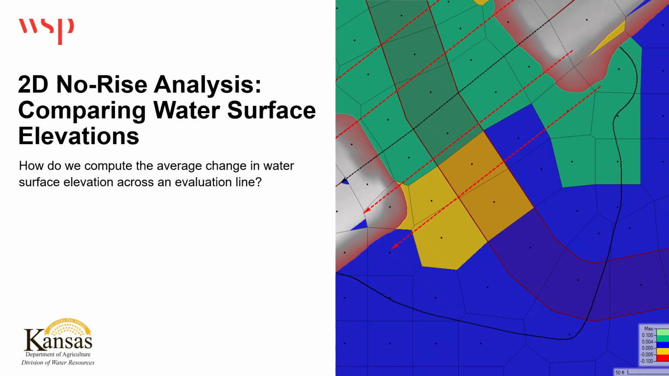Once we get our mesh to where all mesh cells are in tolerance and we think all evaluation lines will average out to be in tolerance, we need to actually compute the difference in water surface elevation across each of these evaluation lines. Now, this process is a little trickier than just the straightforward grid difference that we can use to check each mesh cell.